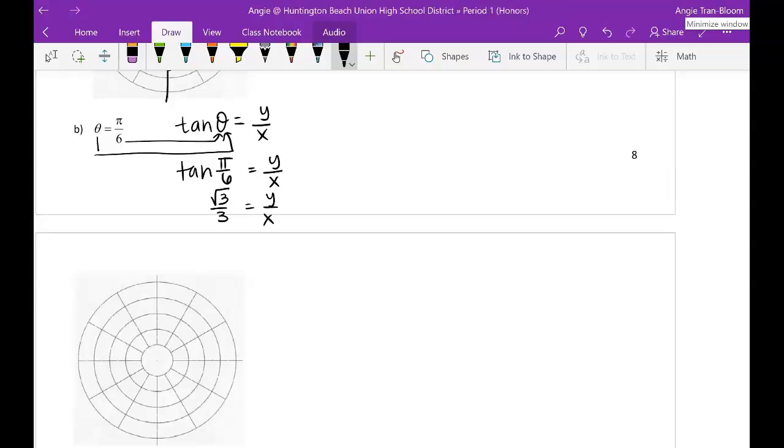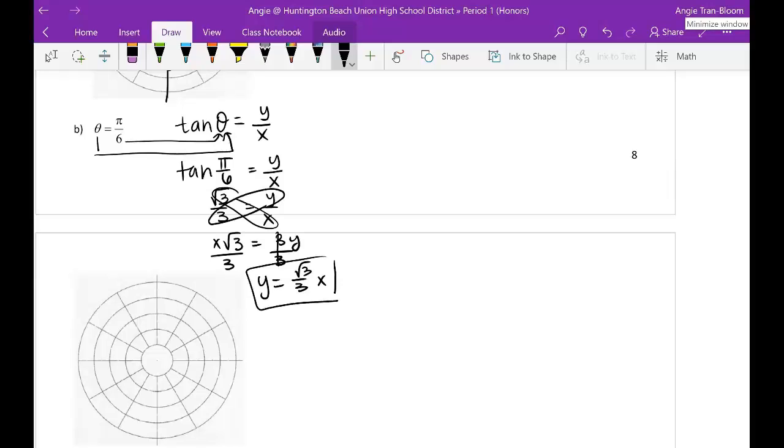I'm going to solve for y. You are in rectangular, so let's solve for y. Cross multiply, so now we have x times radical 3 equals 3y. Divide both sides by 3. Whoa, this is amazing. y equals radical 3 over 3 times x. You have to identify what this is. What is this? This is a line. Isn't that amazing? This is totally a line.